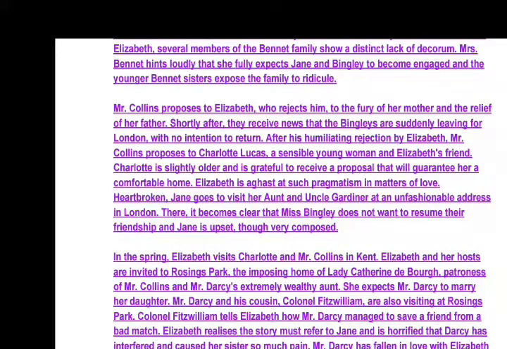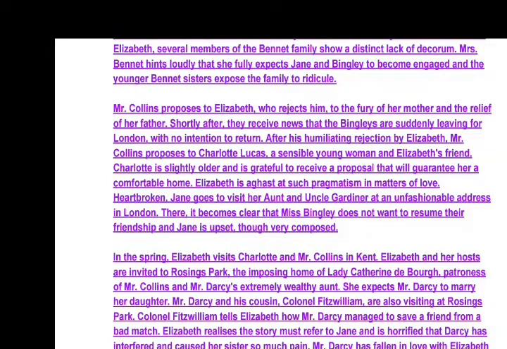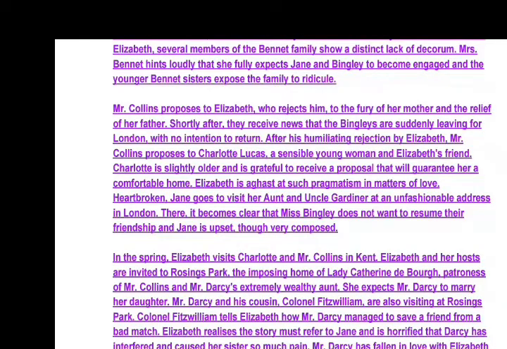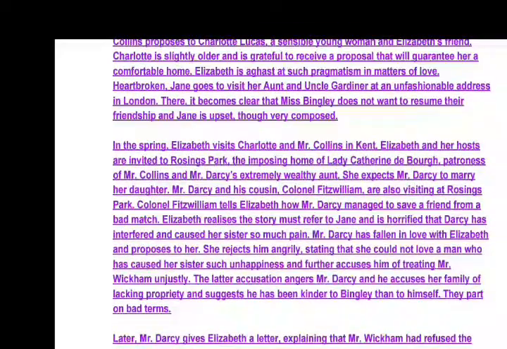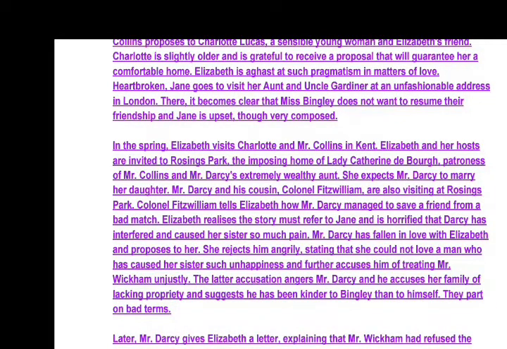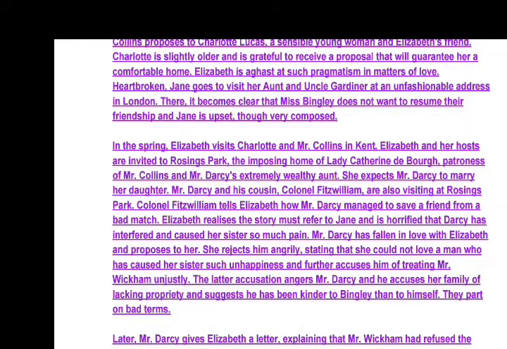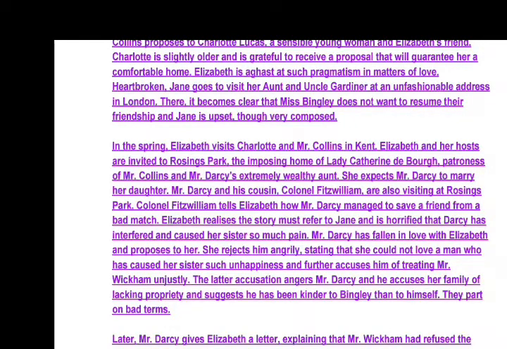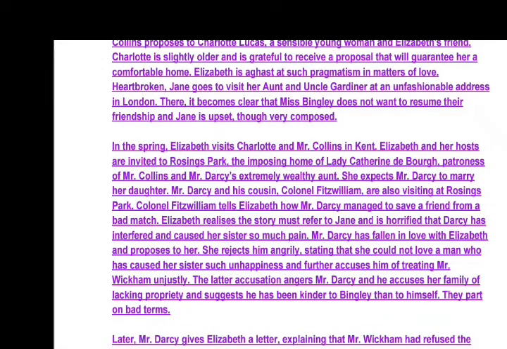Heartbroken, Jane goes to visit her aunt and uncle Gardiner at an unfashionable address in London. There it becomes clear that Miss Bingley does not want to resume their friendship, and Jane is upset. Though very composed, in the spring Elizabeth visits Charlotte and Mr. Collins in Kent. Elizabeth and her hosts are invited to Rosings Park, the imposing home of Lady Catherine de Bourgh, patroness of Mr. Collins and Mr. Darcy's extremely wealthy aunt. She expects Mr. Darcy to marry her daughter.